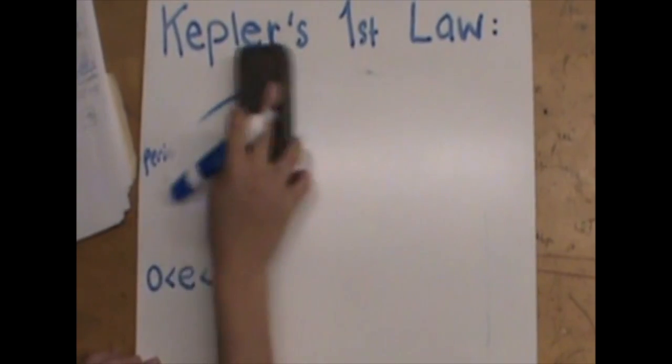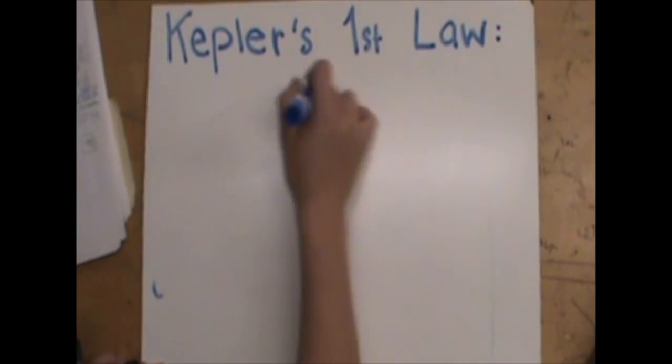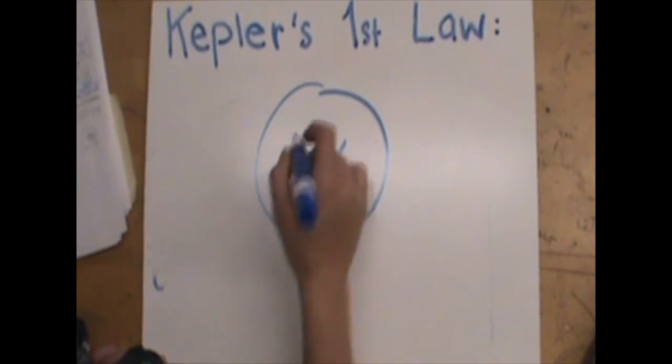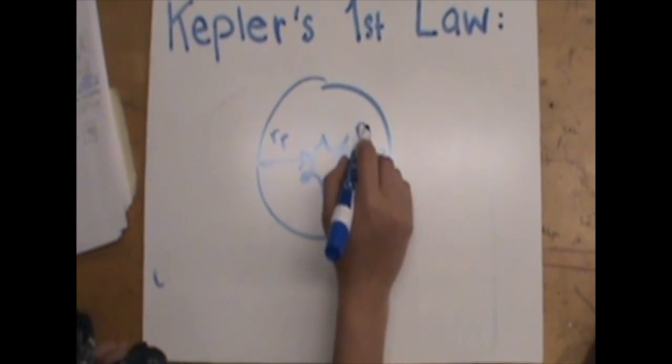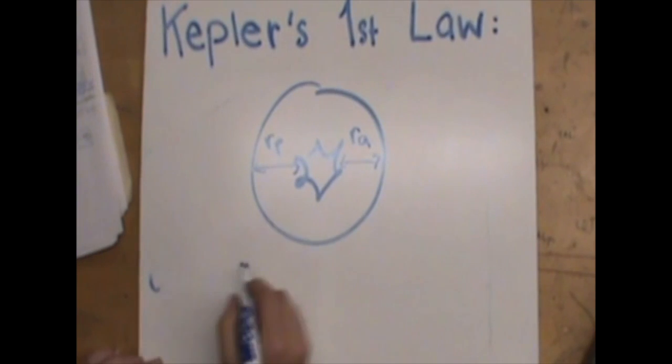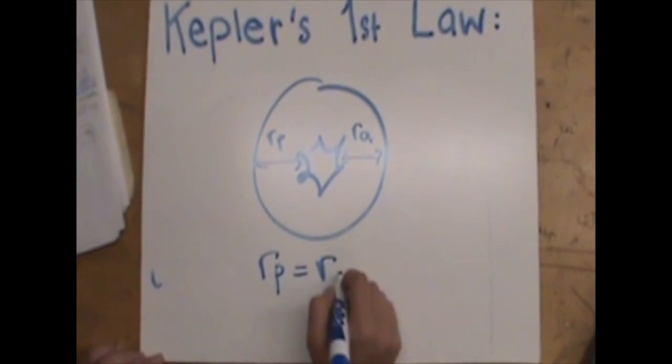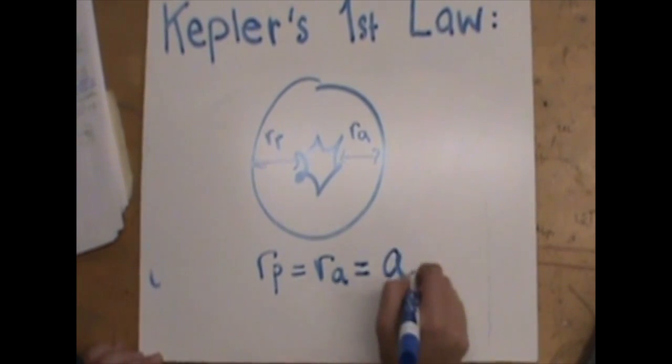Let's consider instead that the planets moved in a circular orbit. In reality they don't, because they are elliptical. Assuming that the Sun is in the center, the eccentricity is now zero. Because the eccentricity is zero, RP equals RA, which is also equal to A.